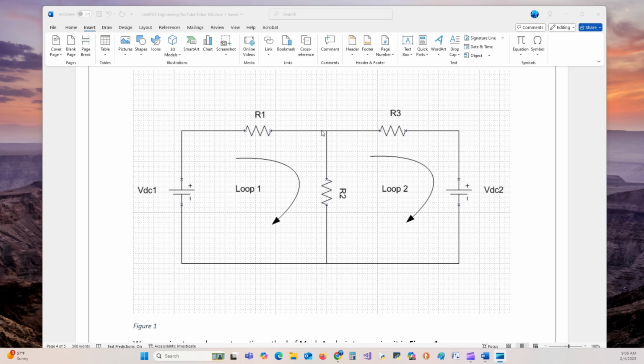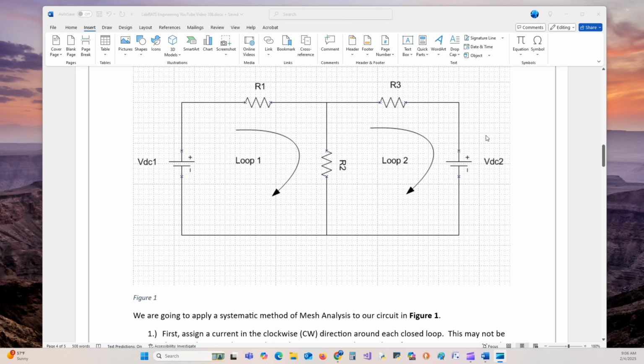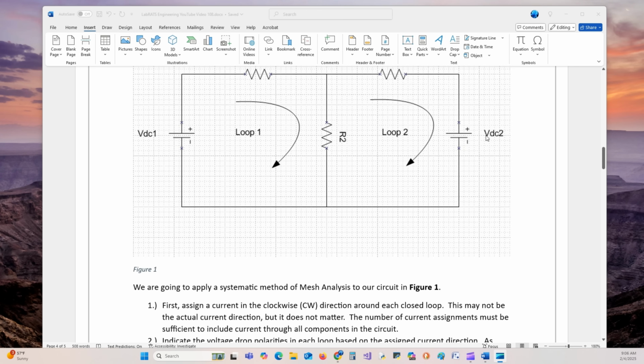Now, in the branch current method, at this node right here, we'd have I1 coming into it, I3 leaving and I2 leaving. Then we would use Kirchhoff's current law to make three equations, because we had three unknowns, and we solved the three equations for the three unknowns using substitution.